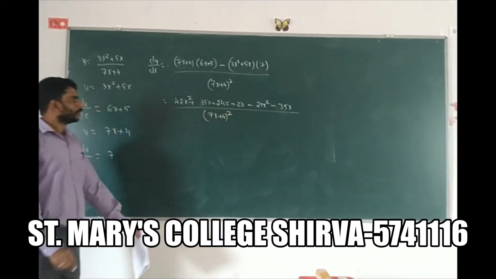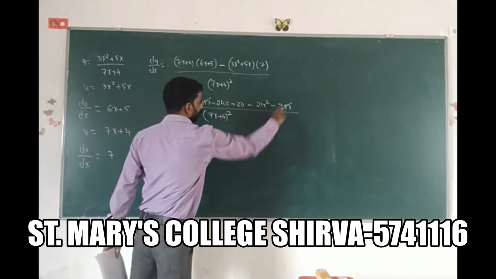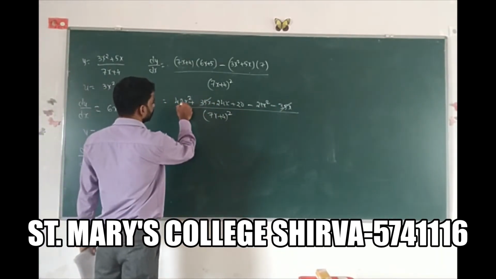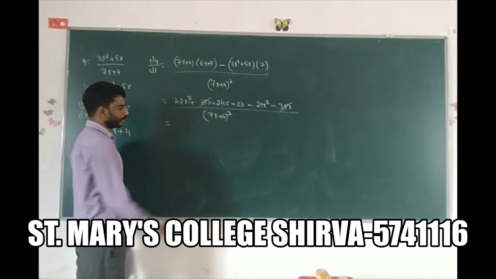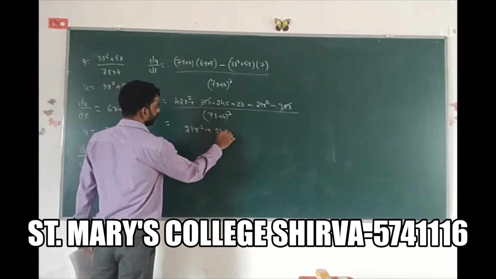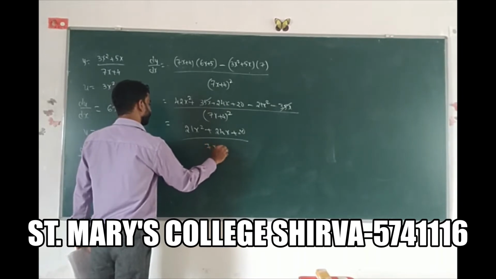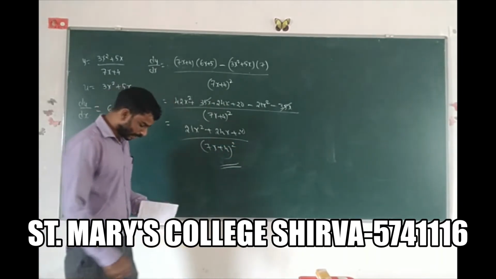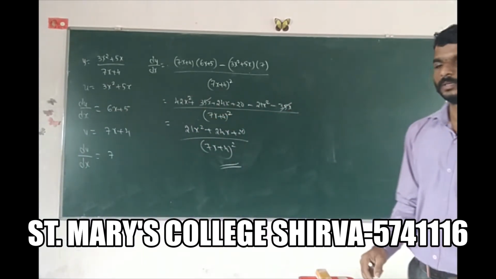Okay, I can check which terms get cancelled. This 35x cancels with the minus 35x. Then remaining 42x square minus 21x square, 42 minus 21, is 21x square, plus 24x plus 20, divided by 7x plus 4 whole square. Then give this as the answer: 21x square plus 24x plus 20.